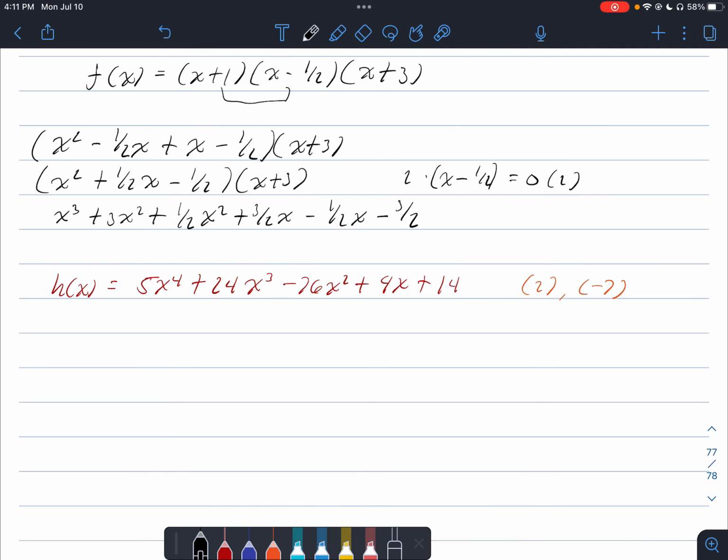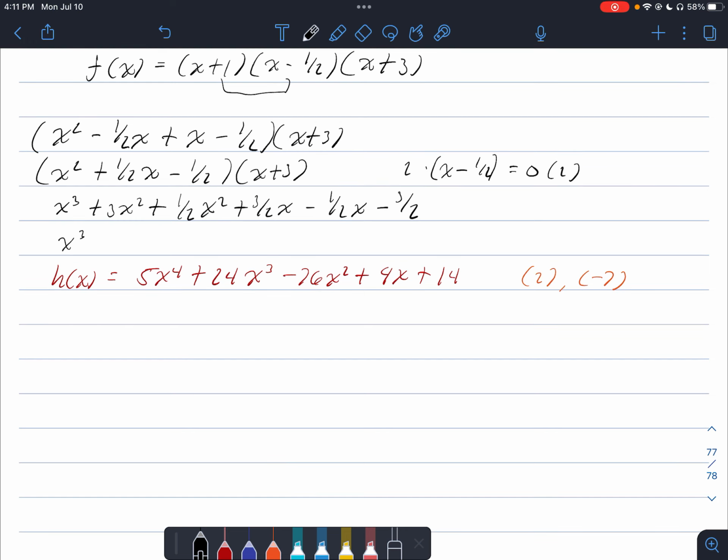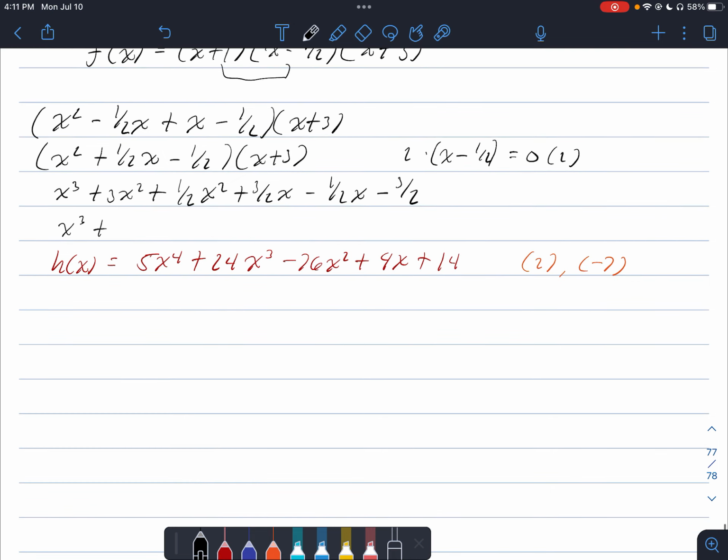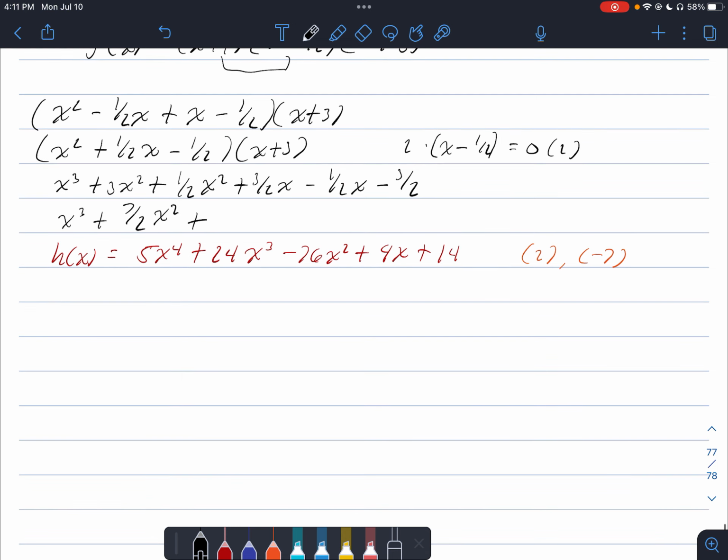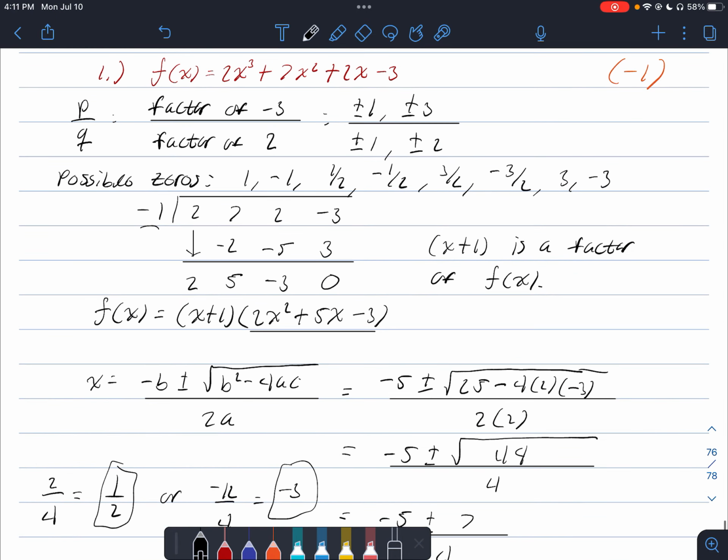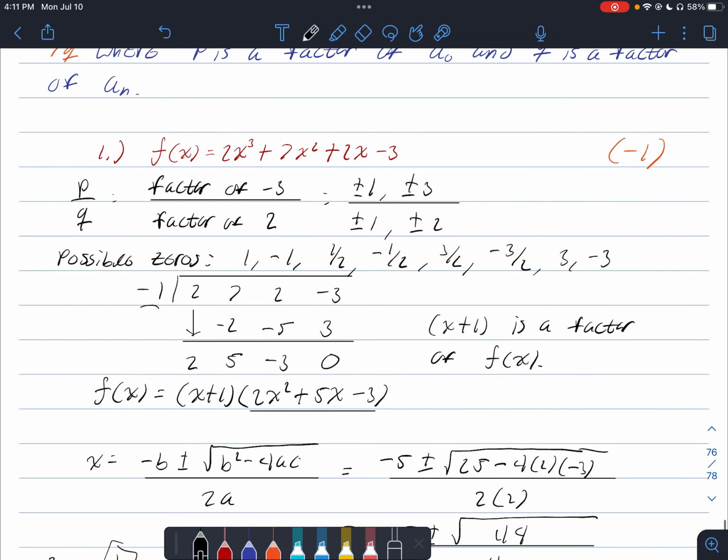So if we combine all like terms, we'll have x to the third. Okay, we have x squared plus 1/2 x squared, so that would be 7/2 x squared plus x minus 3/2. So if we're right, this should be a multiple at the very least of our initial polynomial.